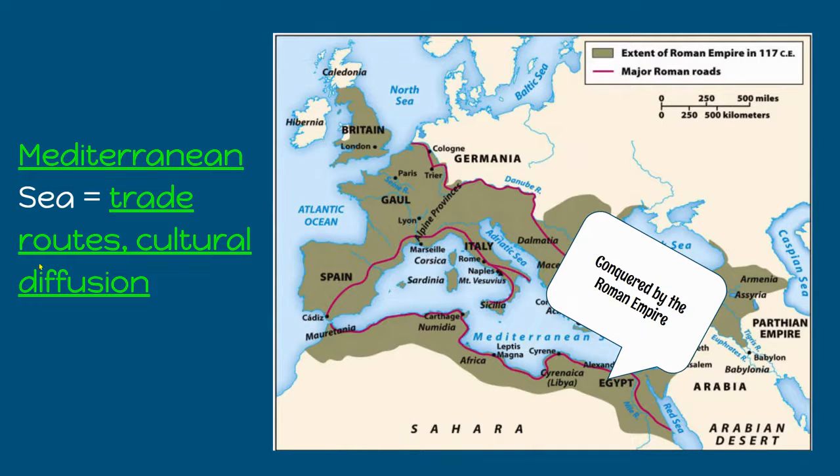So what's the impact? Well, the Mediterranean Sea allows North Africa to trade a lot with Europe and the Middle East. It's been conquered by a variety of people, from the Roman empires to the Byzantine to the Muslim world. So we're going to see lots of different cultures here, so lots of cultural diffusion.